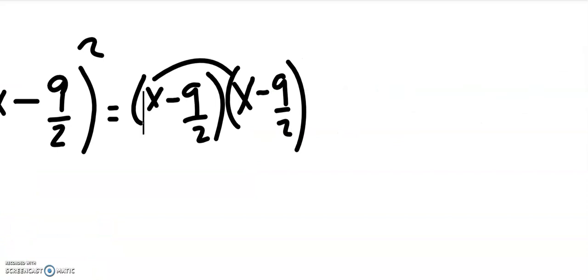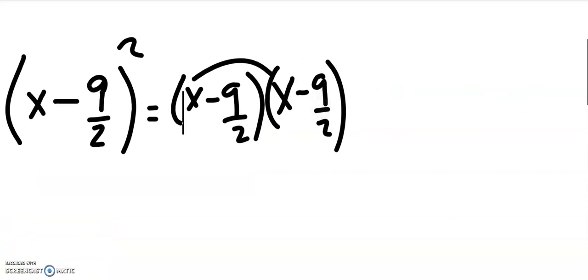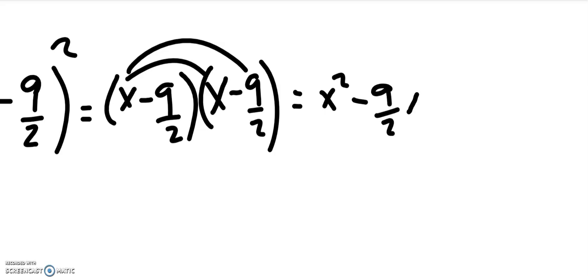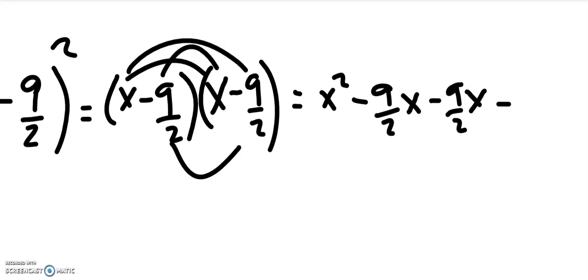Well, x times x is x squared. x times negative 9 over 2 is negative 9 over 2 x. Negative 9 over 2 times x is negative 9 over 2 x. Let me write that here. And finally, negative 9 over 2 times negative 9 over 2 is positive 81 over 4.